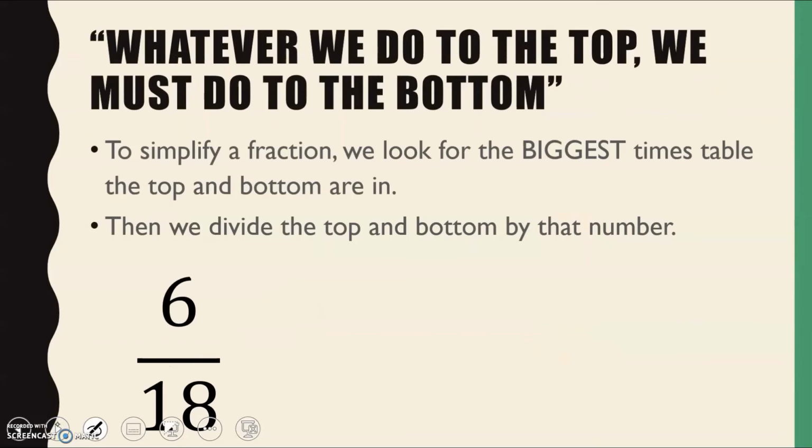So to simplify a fraction, as I said, we always look for the biggest times table that both of our numbers are in, and we divide the top and bottom by that same number. So 6 and 18, they're both even, so they're both in my 2. They are both in my 3 times table, but they're also both in my 6. So I'm going to go straight to my 6 times table here and divide by 6. So 6 divided by 6 is 1, and 18 divided by 6 is 3. And then we've got 1/3.